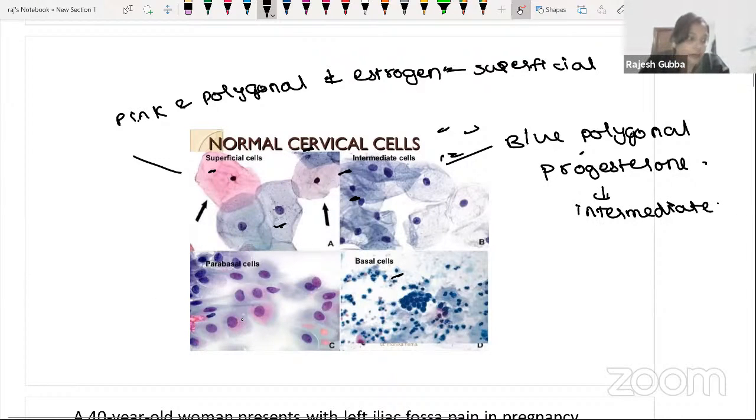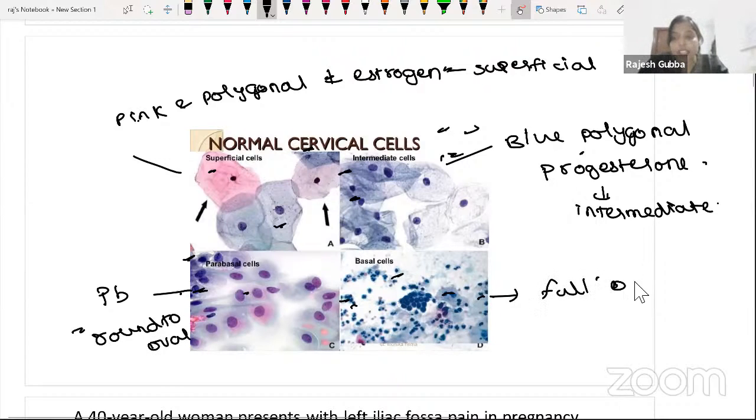You also have basal and parabasal cells. So what are the basal and parabasal cells? They are round to oval with more of a nucleus. This is a parabasal cell and these are basal cells. If you observe, the size of the cells is decreasing and the nuclear size is increasing. The parabasal cells are round to oval. Same with basal cells. Basal cells are completely full of nucleus. Very good, excellent, Vishal. Basal and parabasal cells are predominant in menopause.